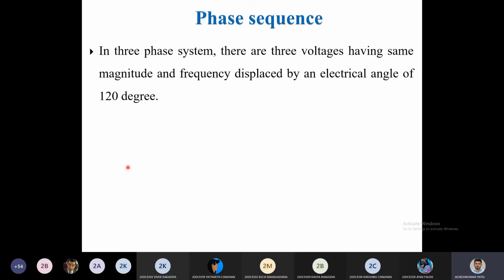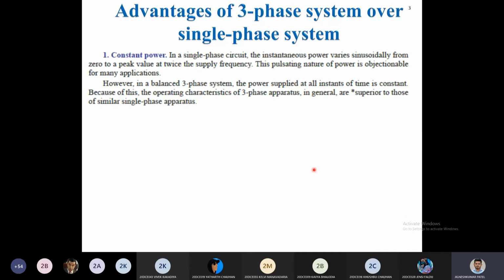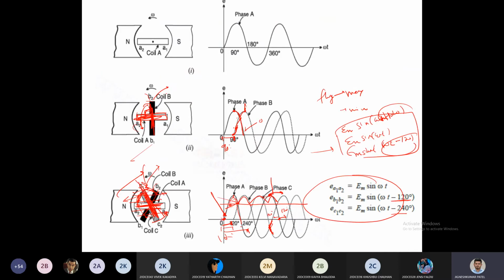So, for example, here if I have drawn this, my phase A is first, phase B is followed by that, and phase C is followed by that. So phase A is leading, phase B is behind A, and C is behind A and B both. This is in a particular order, and that's nothing but my phase sequence.